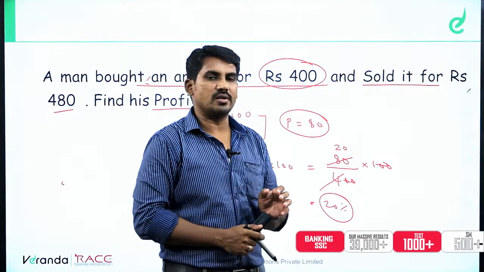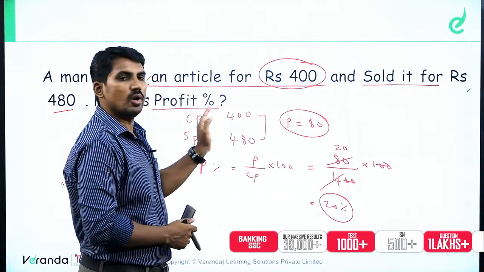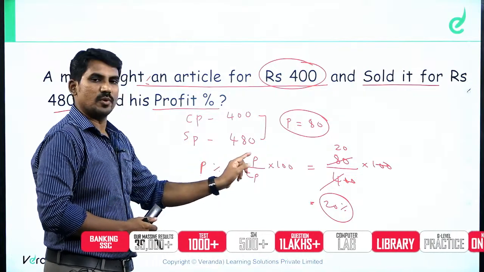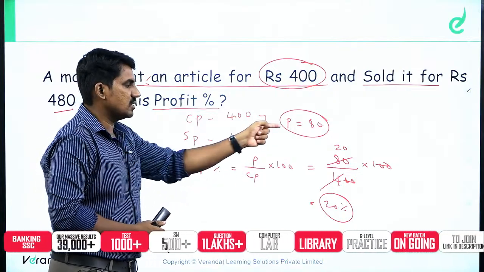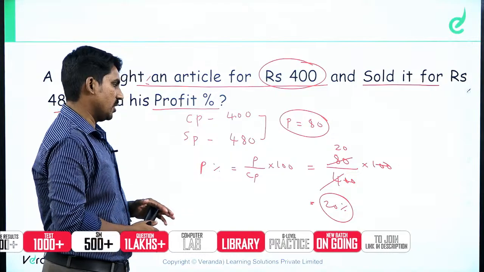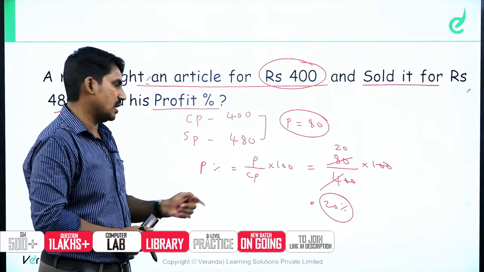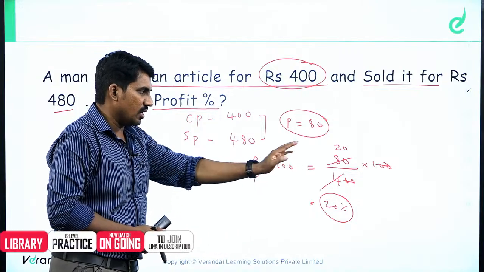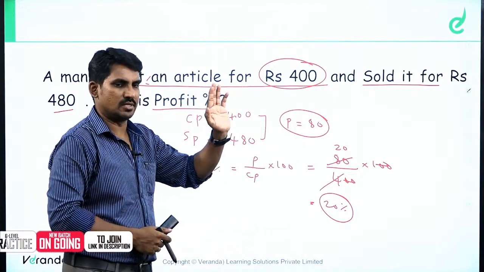A man bought an article for 400 rupees, sold it for 480 rupees. Cost price 400, selling price 480, profit is 80 rupees. Okay. Profit percentage, how can we calculate? Profit by CP into 100. 80 by 400 into 100, 20%. That's all, right?